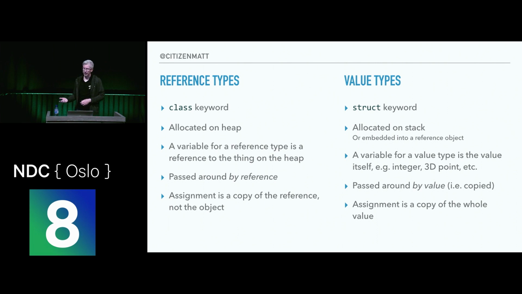A value type, on the other hand, is the actual value itself. So for an integer, it's just the integer. But if you're talking about a 3D point, x, y, and z float values, the value type there is those 3 values. So it's not pointing to anything on the heap, it's the actual content of the value itself. This is passed around by value, so if you pass it to another method, it's a copy of it. This is important because if you make any modifications to that, you're modifying the copy, not the original value. It's also important to know that when you're assigning to another variable, you're making another copy.